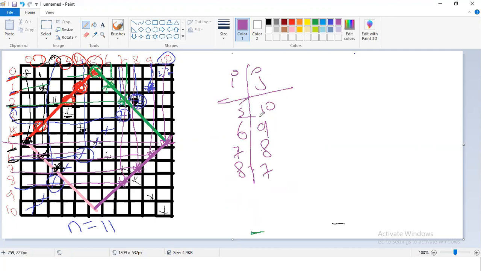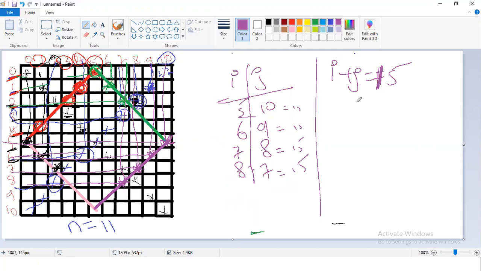Don't think, if you add, what is 5 plus 10? 15. 6 plus 9? 15. 7 plus 8? 15. 8 plus 7? 15. So the equation will be like this: I plus j is equal to 15. I plus j is always 15. Yes. How can we write 15?